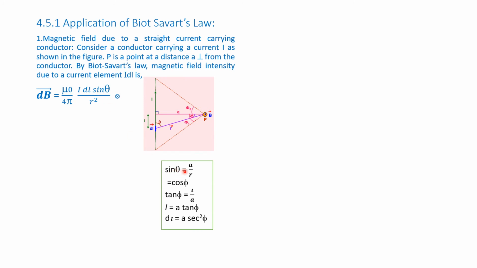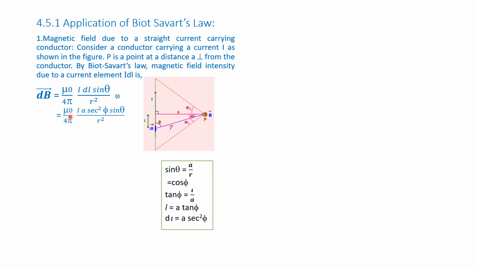So sin theta is equal to A by r, equal to cos phi. Phi is the angle here and theta is the angle here. Tan phi is also given by the equation L equals A tan phi from the geometry of this triangle. Therefore, differentiating this, we get dl equal to A secant squared phi d phi. These values we will substitute in this equation.